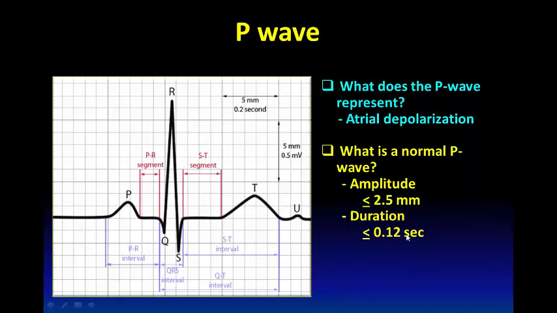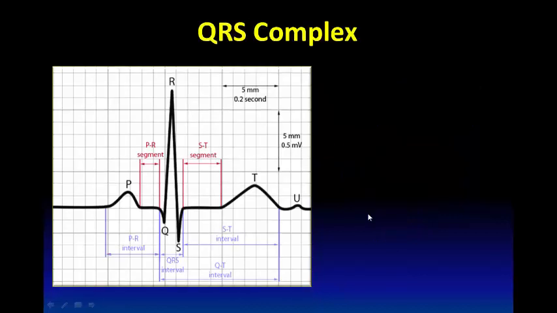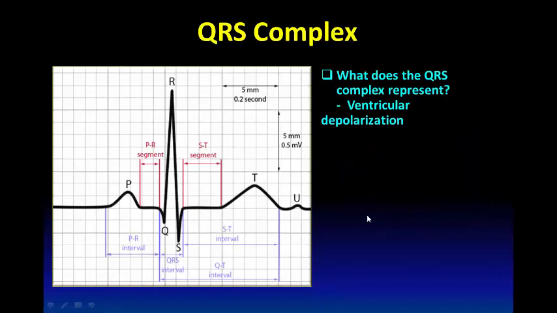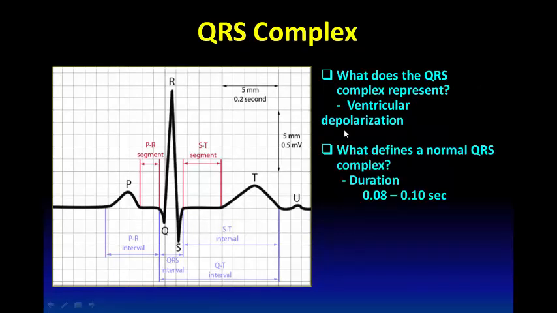0.12 of a second is equivalent to 3 small squares, because each small square in the horizontal calibration is equivalent to 0.04 of a second. So this is a normal P wave because its duration is about, yes, this is 1 small square, 2, less than 3 small squares, so it is less than 0.12 of a second. The QRS complex represents ventricular depolarization.